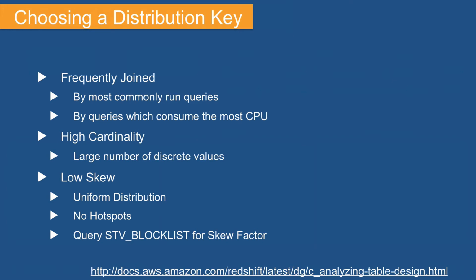And for the distribution keys that you use, ideally you want to be looking at frequently joined data, so maybe the most commonly run queries or the queries that consume the most CPU. And distribution keys want to have a large number of discrete values. They're going to be hashed, and with a large number of discrete values there'll be good distribution in the hash key, so you won't have read hotspots in your data set.